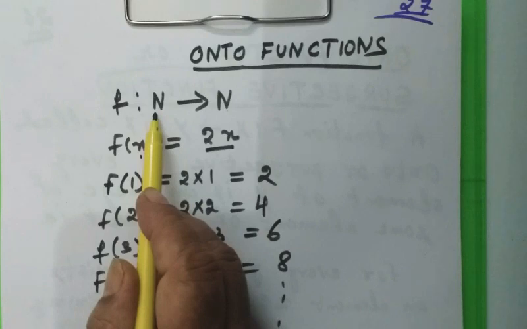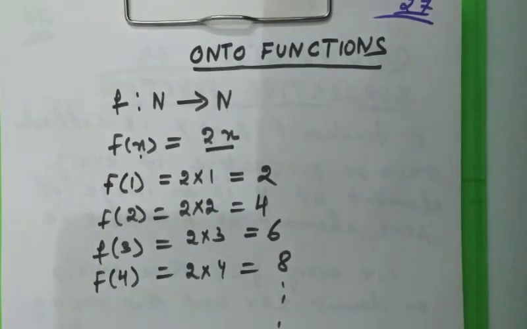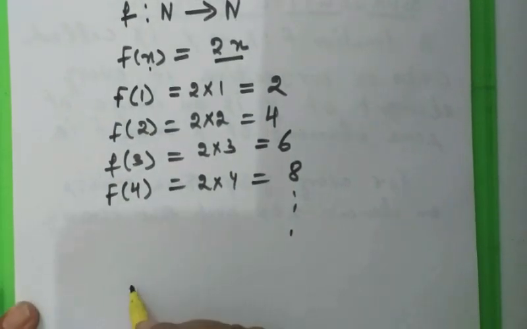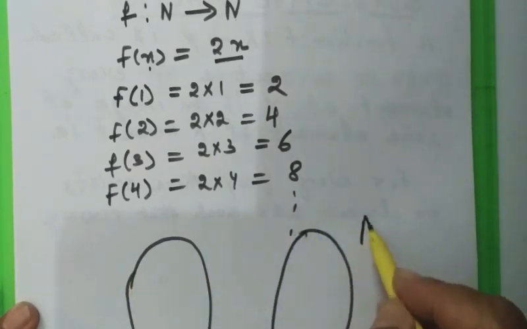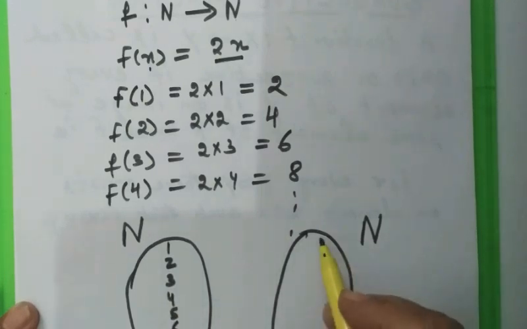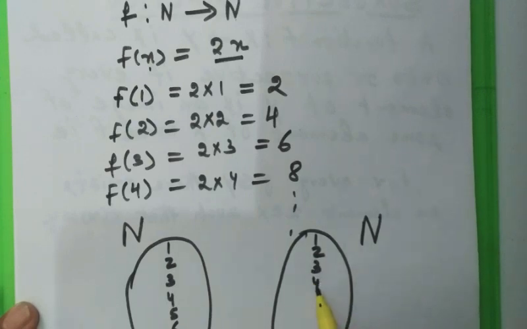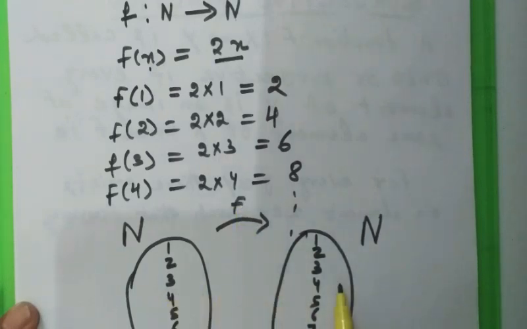And we can see the domain of the function is the set of natural numbers. Codomain of the function is also the set of natural numbers. Let us draw a diagram to understand it more precisely. Suppose these two ovals represent the sets of natural numbers, and obviously the set of natural numbers contains all the natural numbers, infinite, starting from 1 going till infinity, and f is a function from the set of natural numbers to the natural numbers.